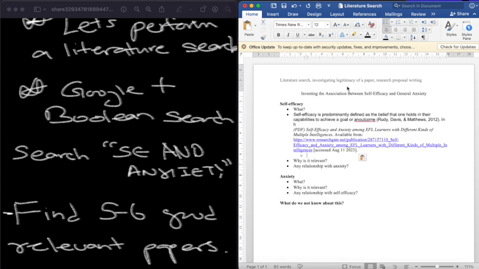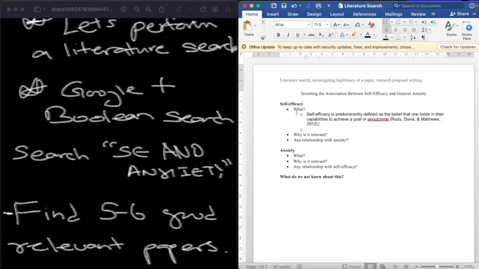So I'm going to just write it here like this. It gave me so much information. I don't need this. Now, here's the thing. This is what I found. Self-efficacy is predominantly defined as the belief that one holds in their capabilities to achieve a goal or an outcome. Now, this is the in-text citation. The author of that paper was given: Rudy, Davis, Matthews, 2012.